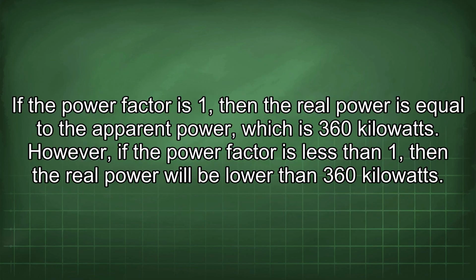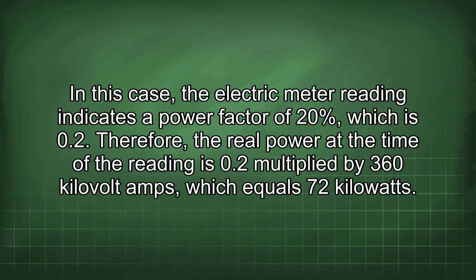To convert the apparent power to real power, you need to multiply it by the power factor. If the power factor is 1, then the real power is equal to the apparent power, which is 360 kilowatts. However, if the power factor is less than 1, then the real power will be lower than 360 kilowatts. In this case, the electric meter reading indicates a power factor of 20%, which is 0.2. Therefore, the real power at the time of the reading is 0.2 multiplied by 360 kilovolt amps, which equals 72 kilowatts.